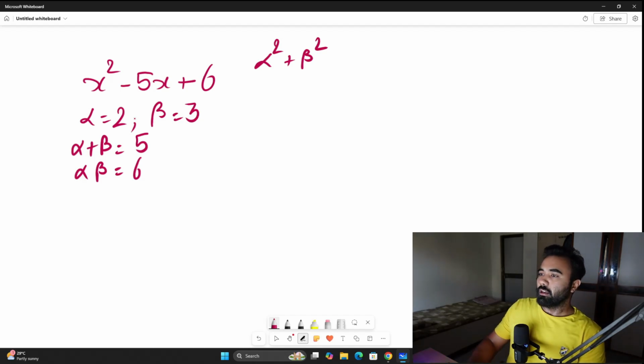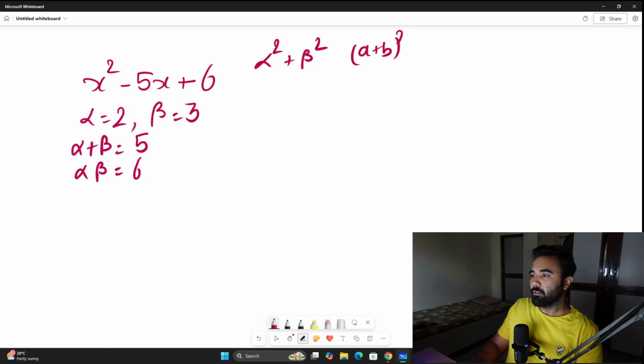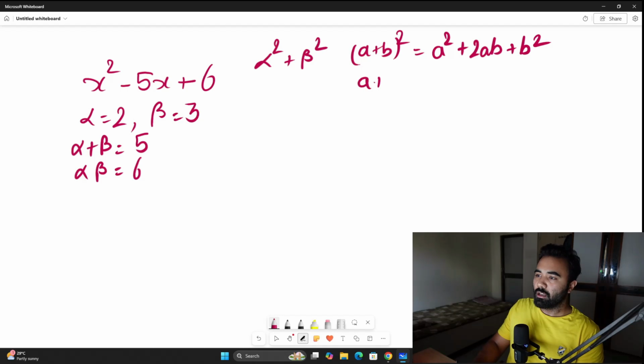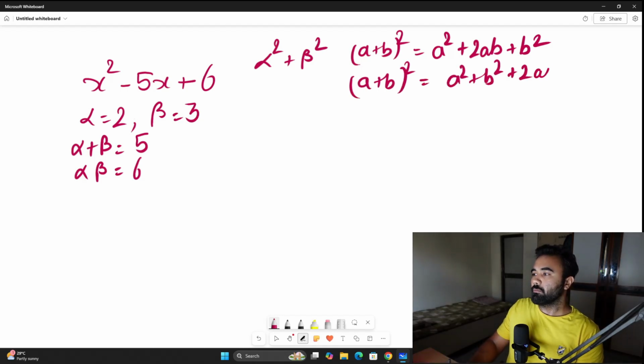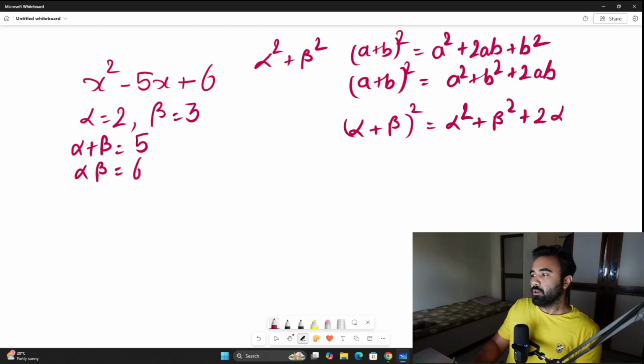Very easy. Let us recall the algebraic identity of a plus b whole square. What does that give you? A square plus 2ab plus b square. All I need to do now is rearrange it: a plus b whole square will give you a square plus b square plus 2ab. So far so good. Now I'm going to replace a with alpha and b with beta. So alpha plus beta whole square is equal to alpha square plus beta square plus 2 alpha beta.